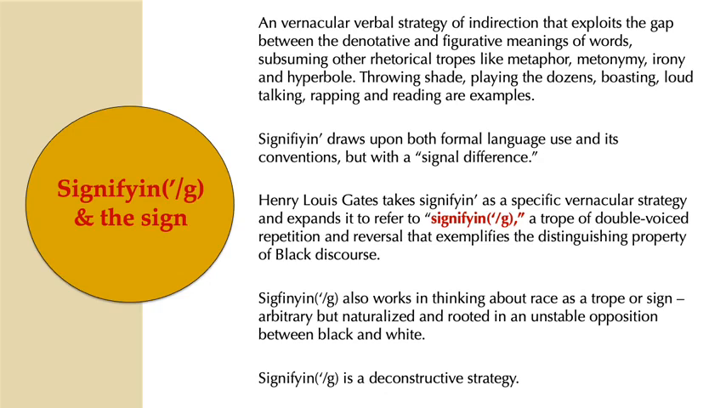Gates takes the idea of signifying as a vernacular strategy and expands it to consider signifying as a literary strategy, in a double voicing, repetition and reversal that he says exemplifies Black discourse in general. What this means is that at the level of the sign, in signifying, the sign is always doubled back upon itself. Meaning is always multiplied. It doesn't straightforwardly denote, but rather connotes in some other way.